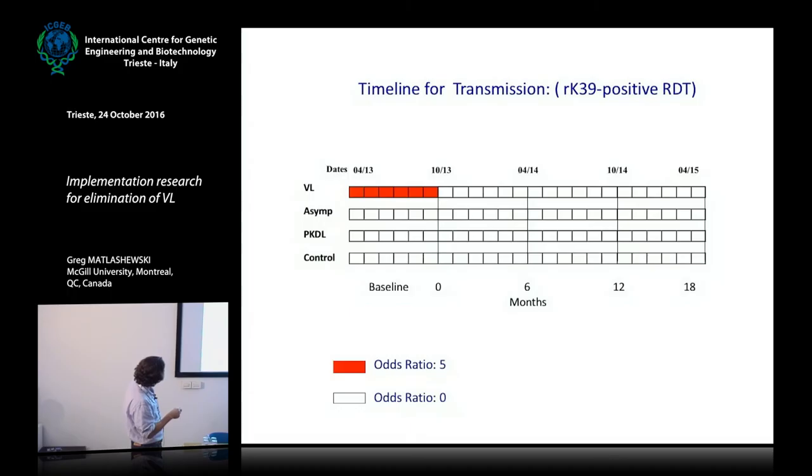If somebody is asymptomatically infected, so they're healthy, they're RK39 positive, let's say there's one person in the house, and then we keep on following the family members, we didn't see a lot of additional people that are RK39 positive. PKDL, of course, are RK39 positive, but we weren't seeing a lot of family members positive on RK39. And then, of course, we had controls. And then we followed them at 0, 6, 12, and 18 months, and we didn't see any increase in RK39. This initially was a bit surprising because we're not seeing any increased transmission in the VL houses.